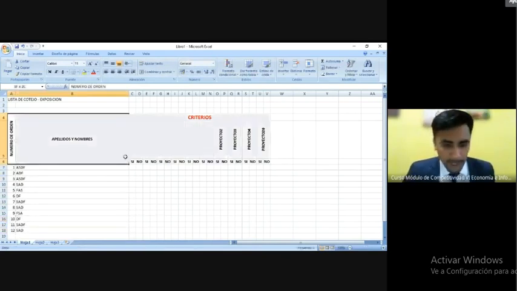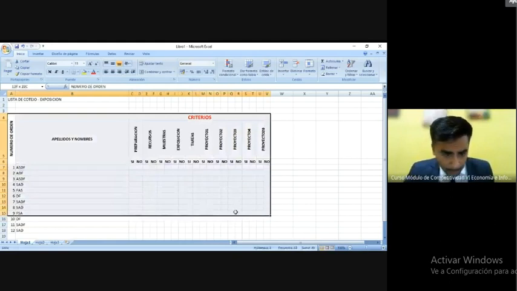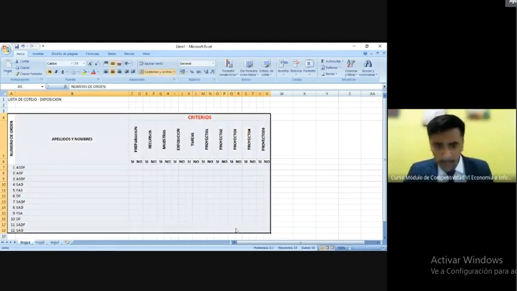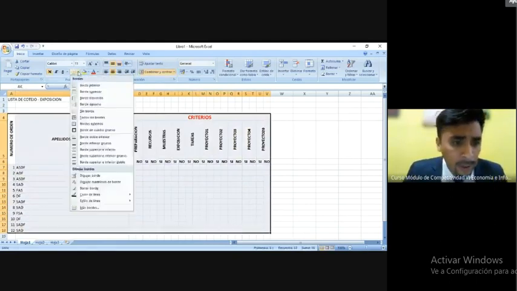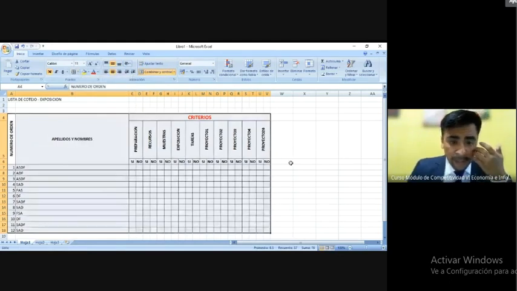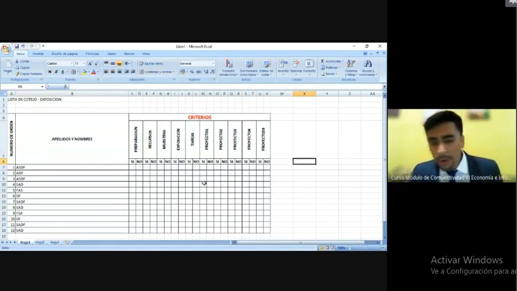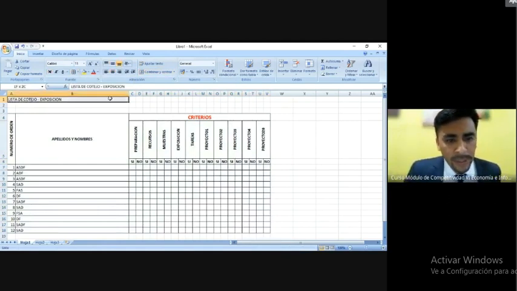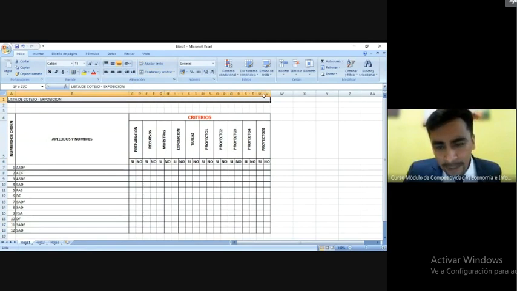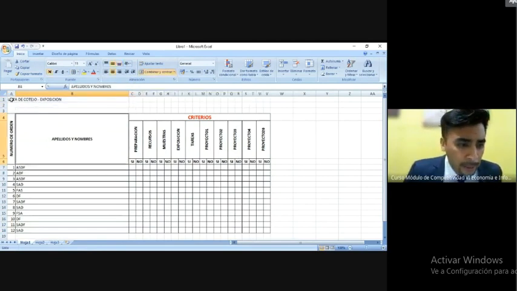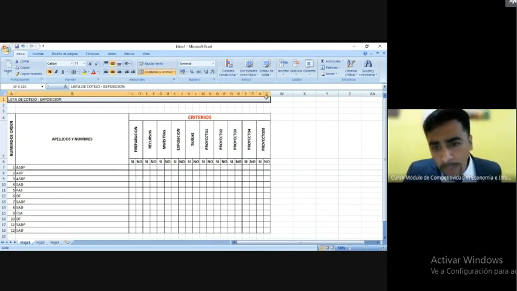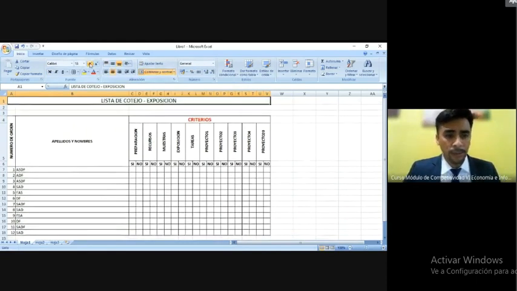We don't have much time, so we mark this table and go here to mark todos los bordes. Press click, and your design is more or less like you want. What can we do with this title? We need to center here, for example. We mark from A to B column and go to Combinar y Centrar. Press click, and you have your title in the center.